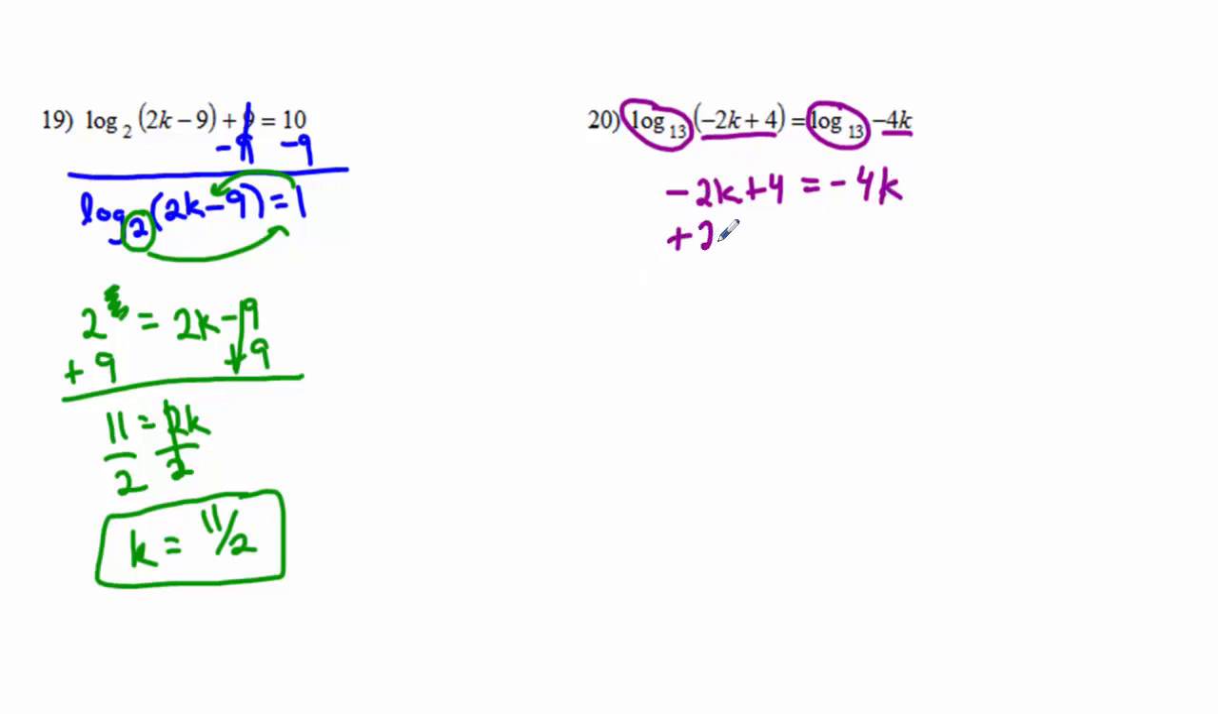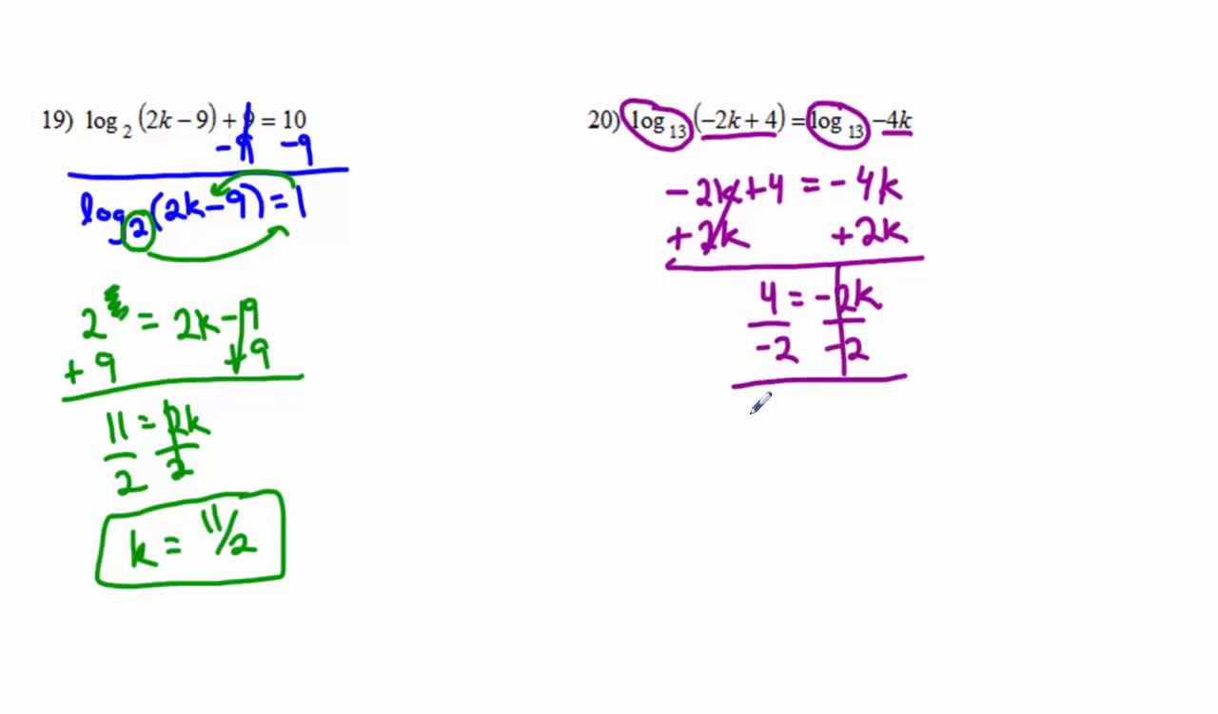So I would add 2k to both sides and get 4 equals negative 2k, and then divide both sides by negative 2 and get negative 2 equals k. And that's my answer. I just need to go back and check it. Now I have to check it in 2 logarithms. So on this side, I do negative 2 times negative 2 plus 4, which is 4 plus 4, which is 8, so that side's good.